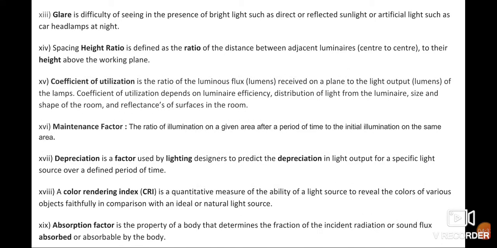Next is glare. Glare is difficulty of seeing in the presence of bright light, such as direct or reflected sunlight or artificial light such as car headlamps at night.